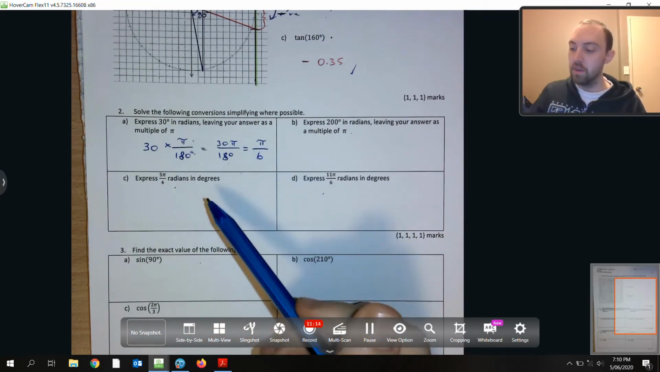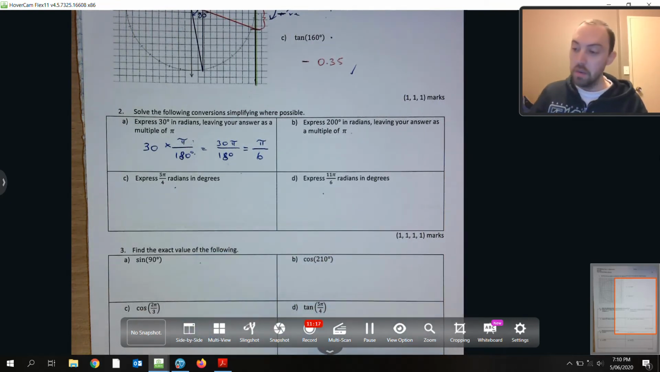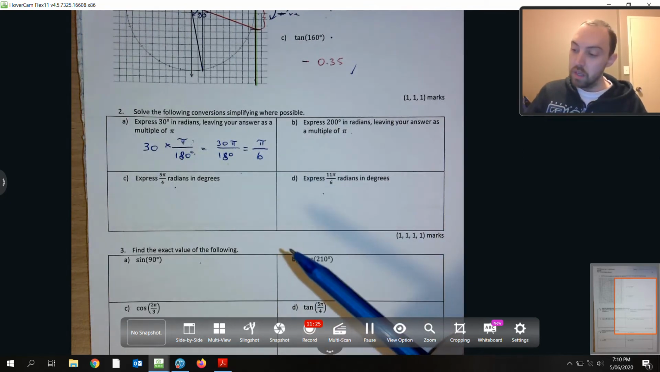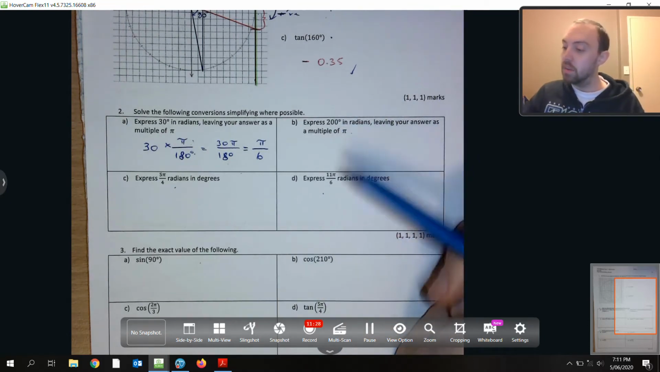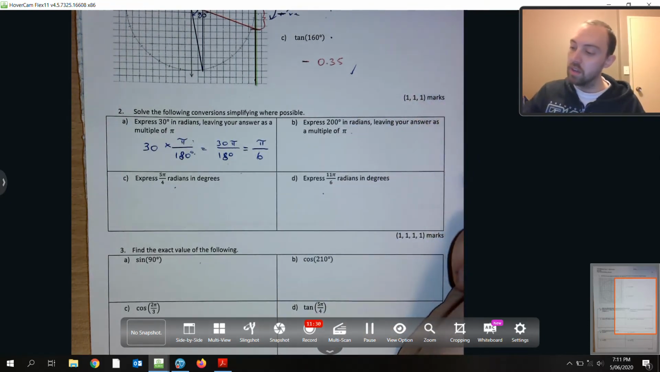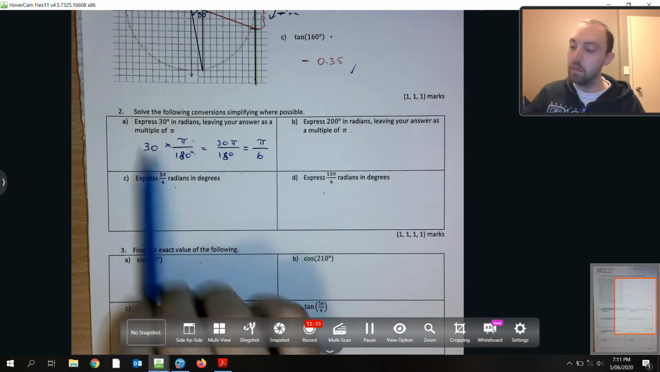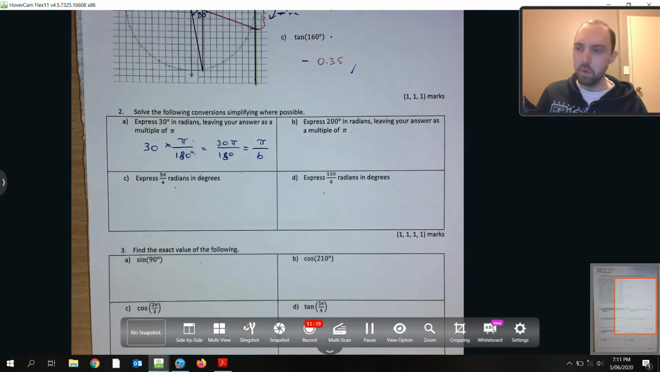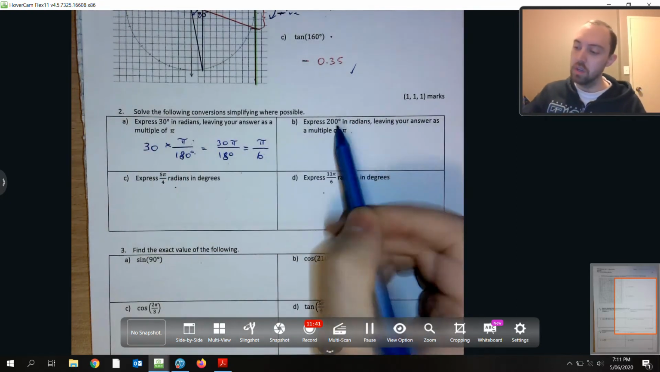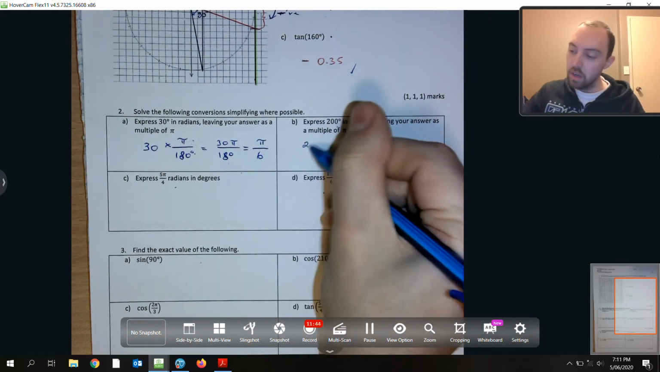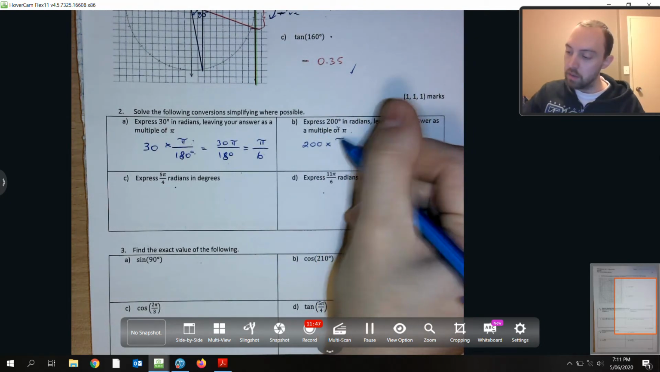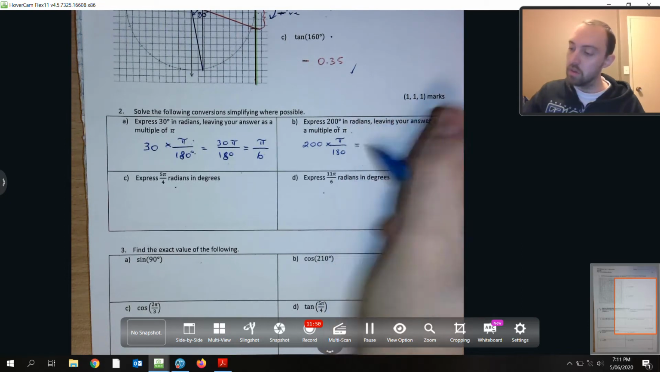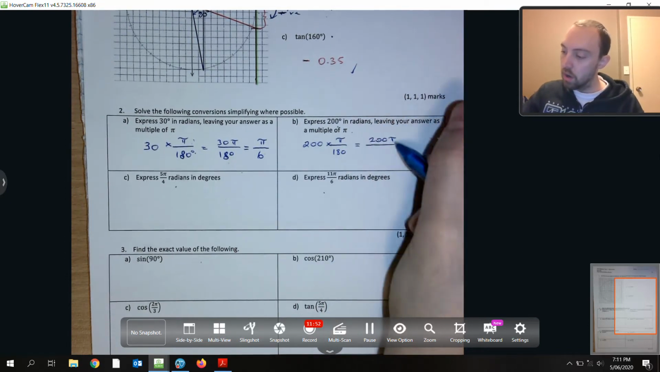Being able to simplify fractions is a skill that we should be either practicing if we don't know, or we should know by now. Okay. To B, we are expressing 200 degrees in radians, leaving your answer as a multiple of pi. Part A should be an angle that we're familiar with, 30 degrees, pi on 6. It's one of those exact values that we use quite a bit. 200 degrees, however, is a little bit different, but it works the same way, timesing by pi and dividing by 180. So I get 200 pi on 180.